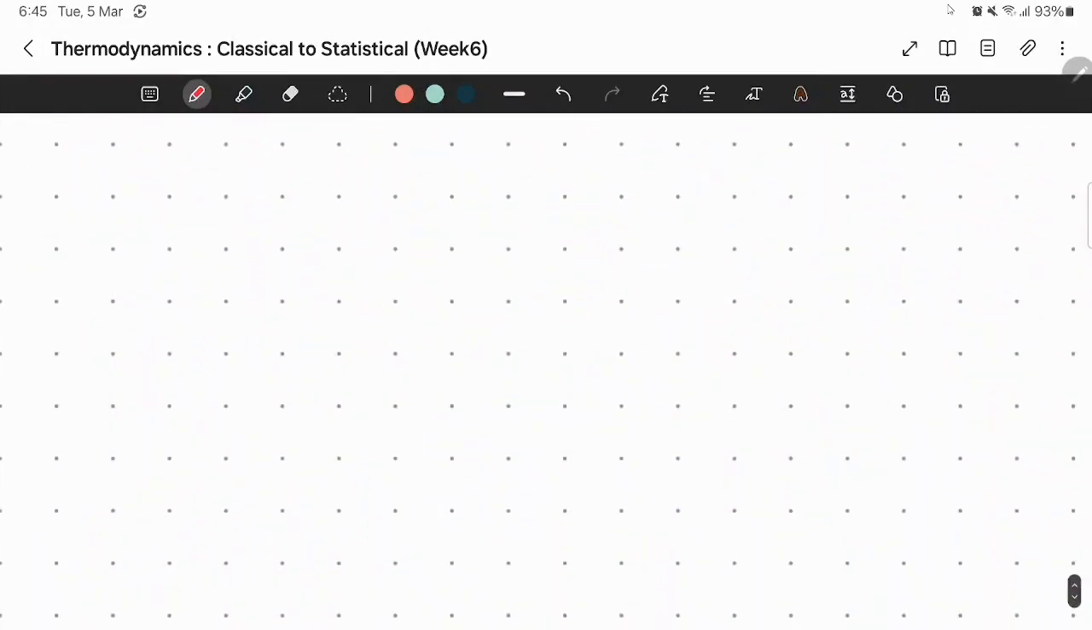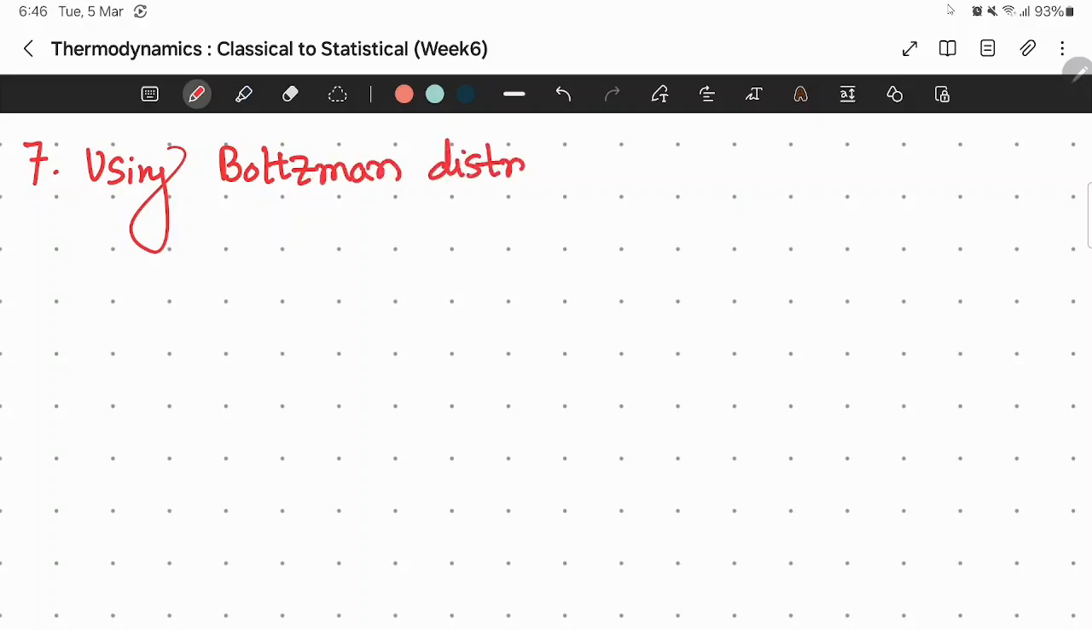Okay, going to the seventh question. Let me find out different types of questions. This question is essentially the same, I think. Okay, let me do this one using the Boltzmann distribution, meaning Maxwell-Boltzmann.